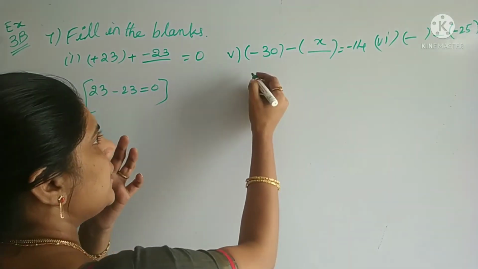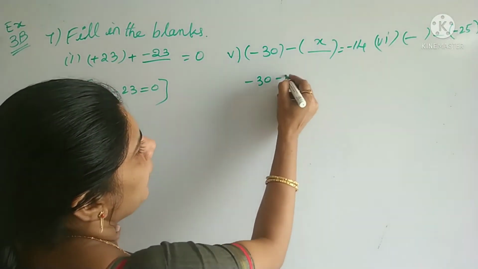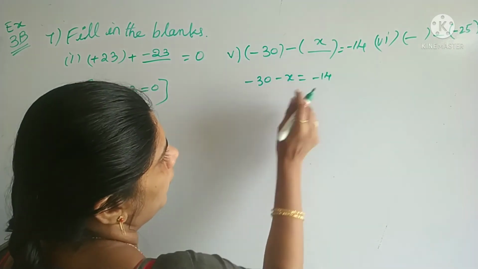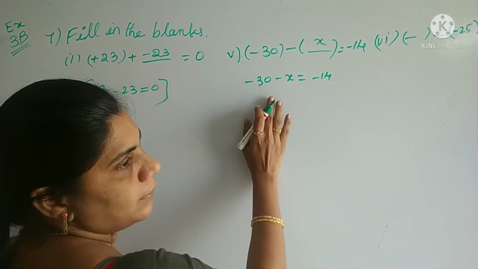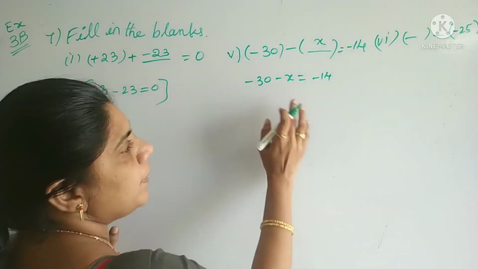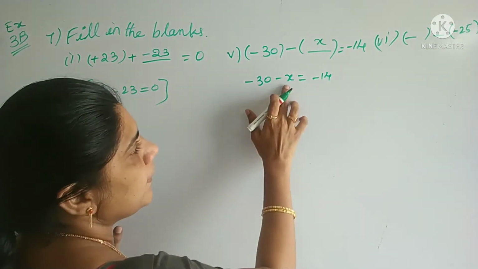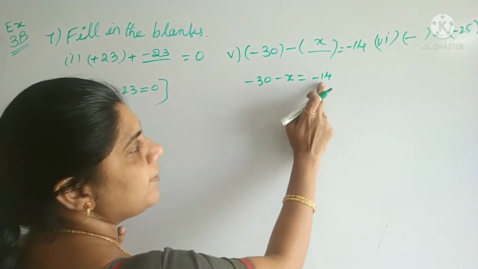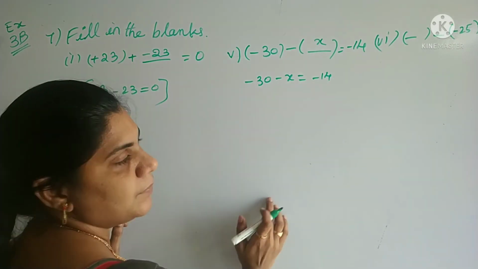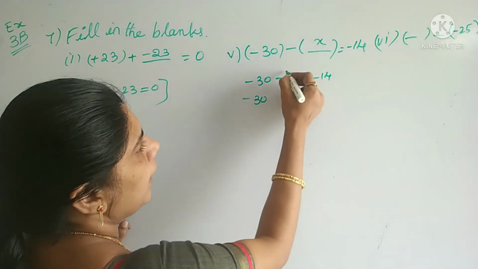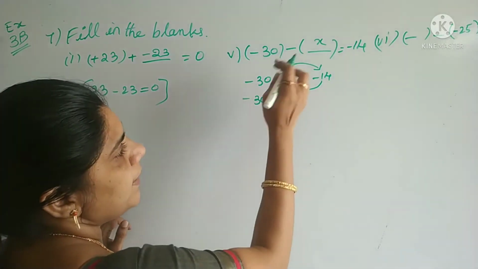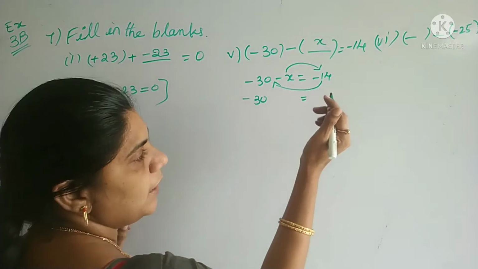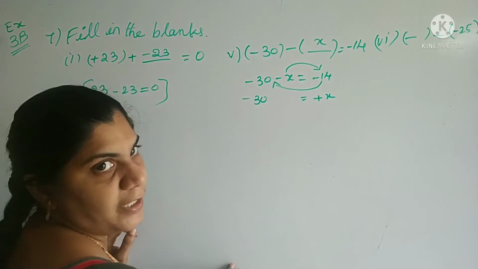So now what is this? Minus 30 minus x equal to minus 14. Now I need only x here. I don't want the next number. Instead, I will send this x to that side, and I will send minus 30 to this side. If you send minus x to the other side, minus will become plus x here.